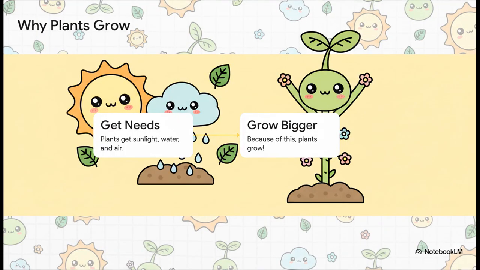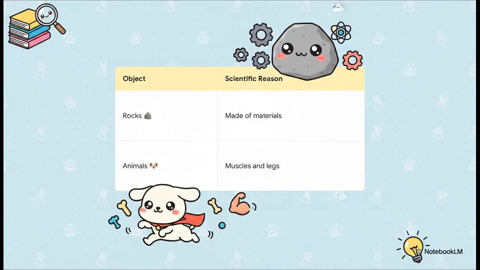Let's look at a living object, like a plant. First, the plant catches some nice warm sunlight, takes a big drink of water, and takes in air from around it. And then, because it gets those specific things, the plant grows. It sprouts up big and tall. That right there is the scientific reason explaining why it gets bigger. Let's look at a few more clues.